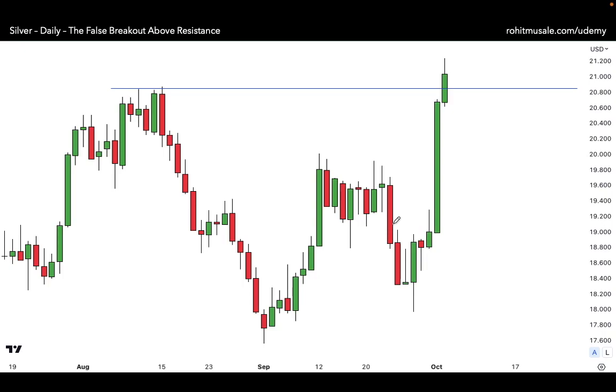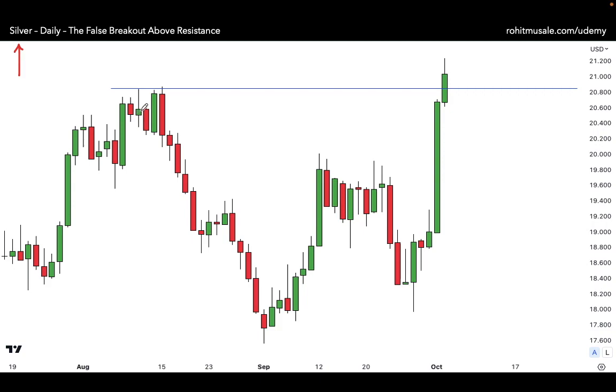In this video, I want to show you how to identify a false breakout that happens above resistance. So this is a daily time frame chart of silver. This is in dollars. So let's see what is going on in this chart.